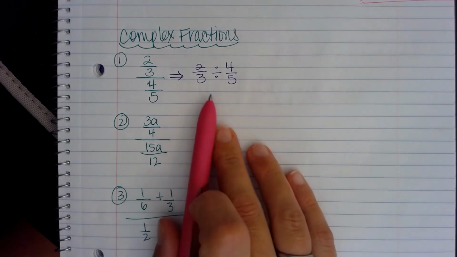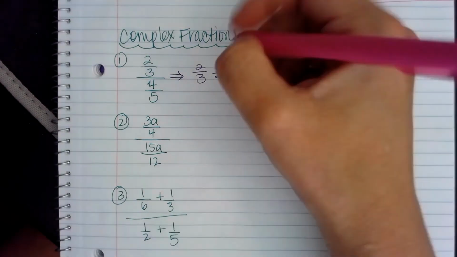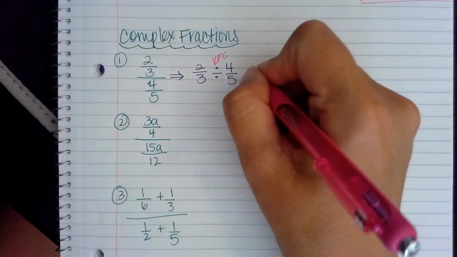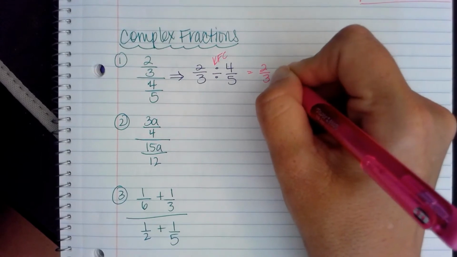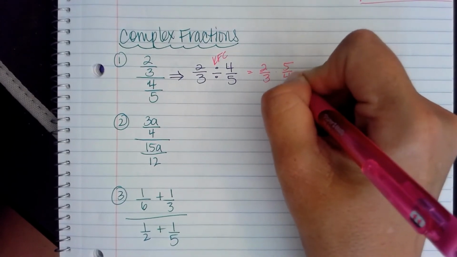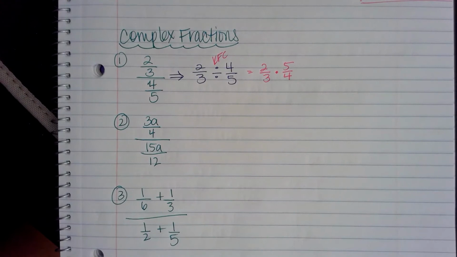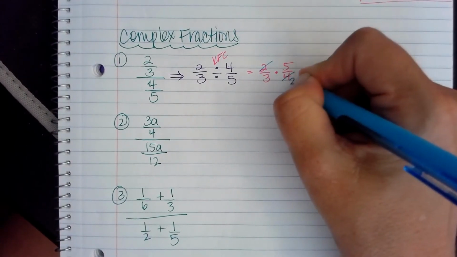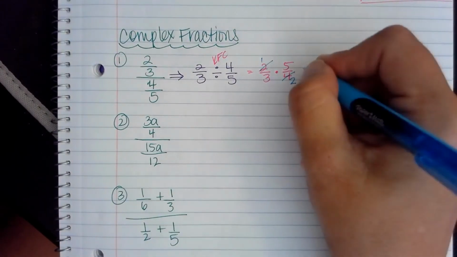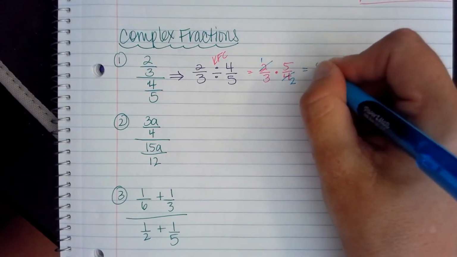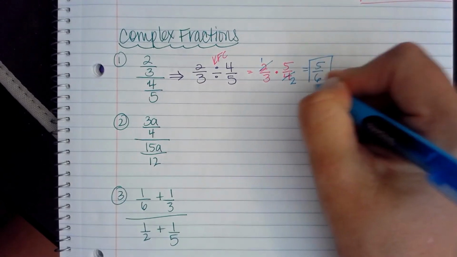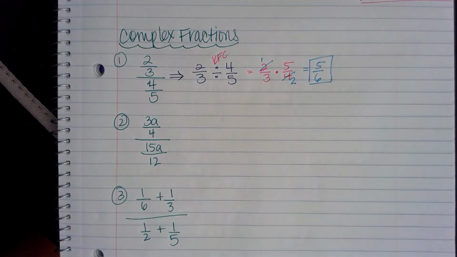So now this looks just like the last problem that we did. So we can keep, flip, change, keep, switch, flip. So this becomes 2/3, flip over, change it to multiplication. And then depending on how you like to do this, I like to simplify first. So 2 goes into 4 2 times. This becomes a 1. So 1 times 5 is 5. 3 times 2 is 6. And I get 5/6.